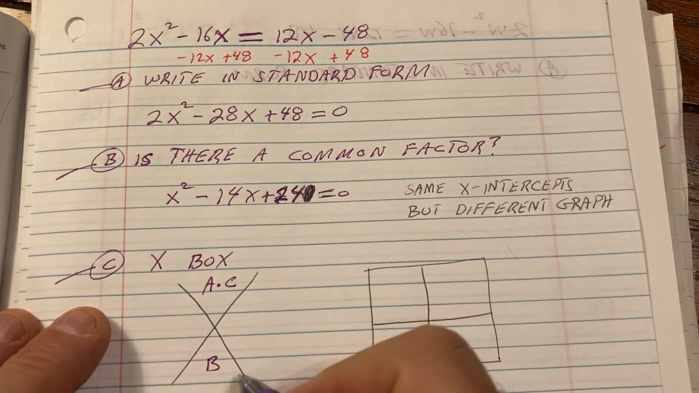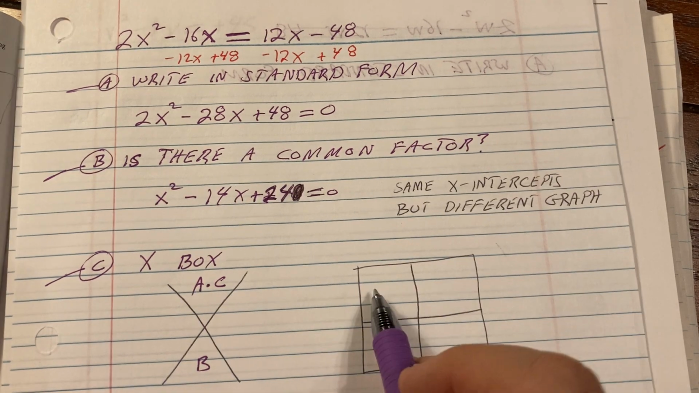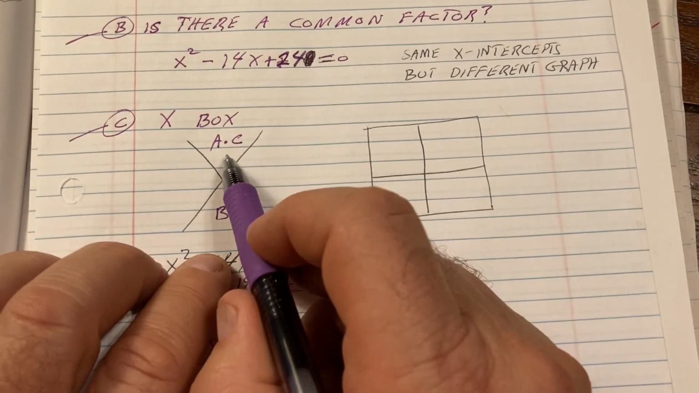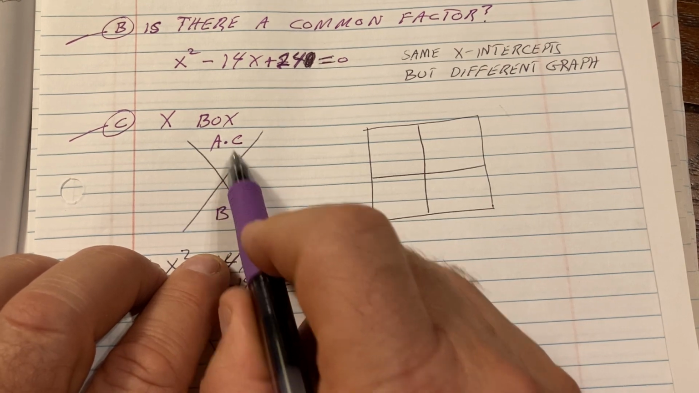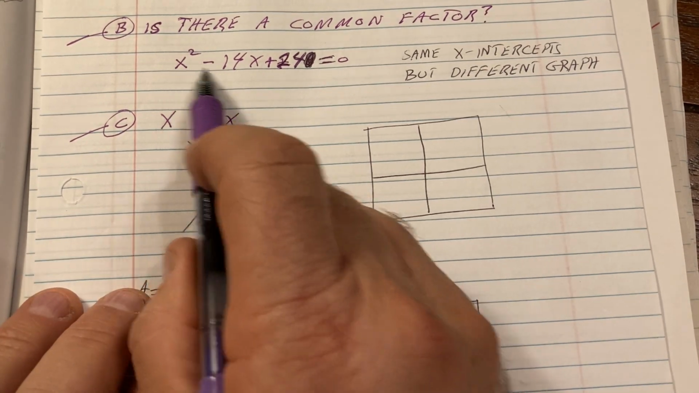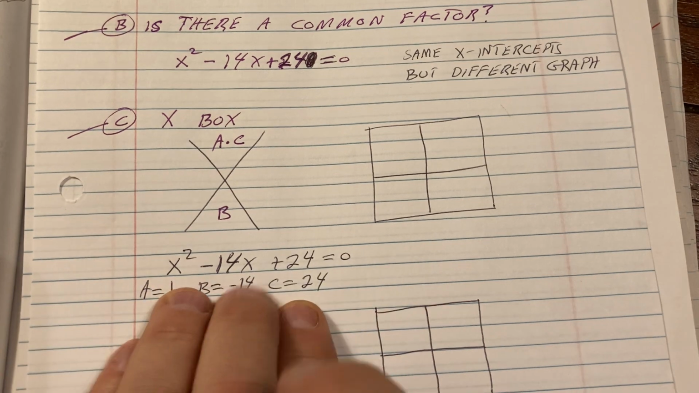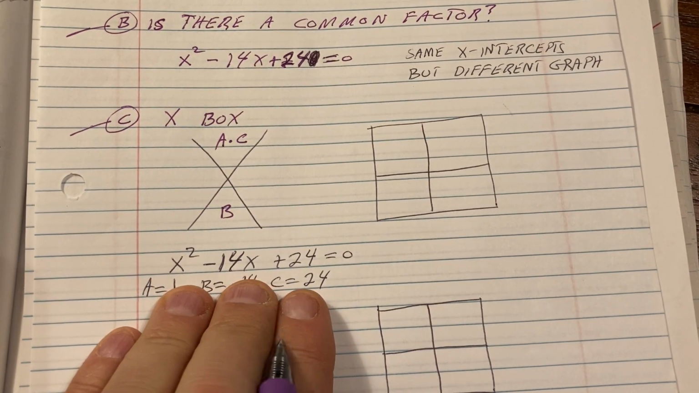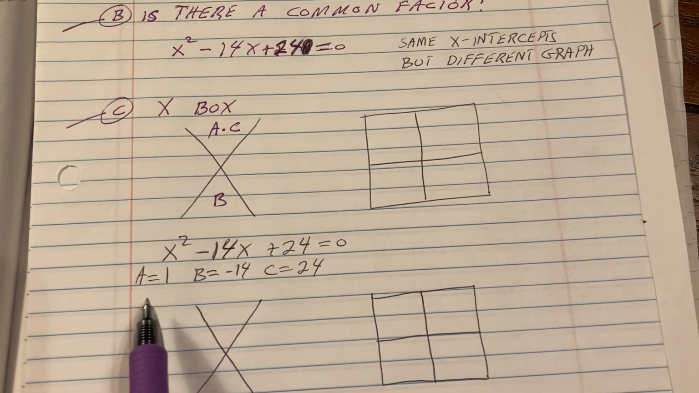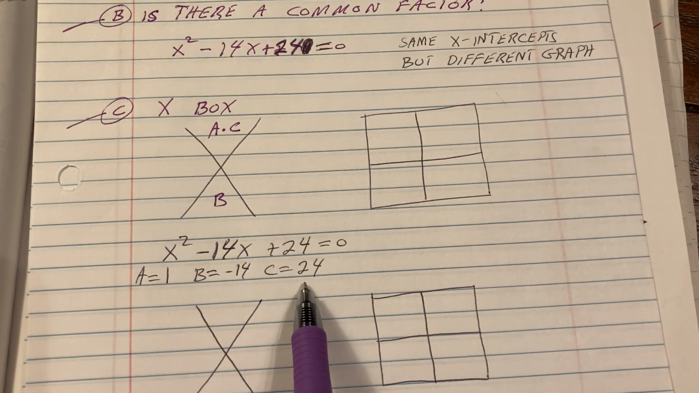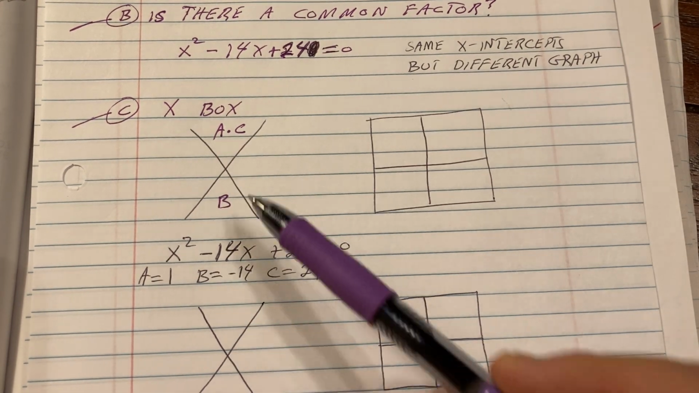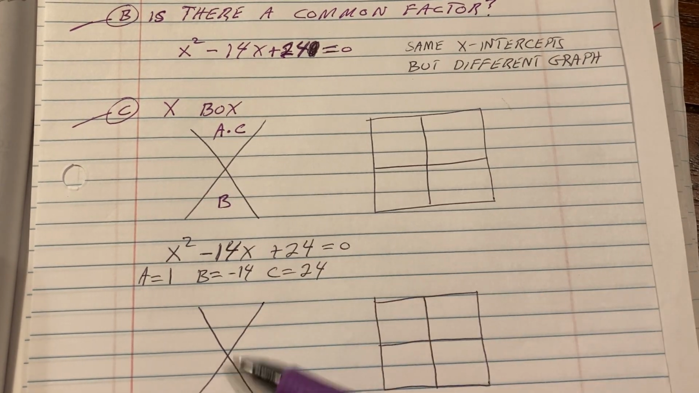So I'm gonna make an X, and my box, there's my box right there. Okay, right here I'm gonna put A times C, and right here I'm gonna put B. So take this equation, rewrite it right there in standard form, find the values of A, B, and C. Here's the values of A, B, and C. And according to this, A times C goes in that spot right there, and then the value of B goes in that spot right there.